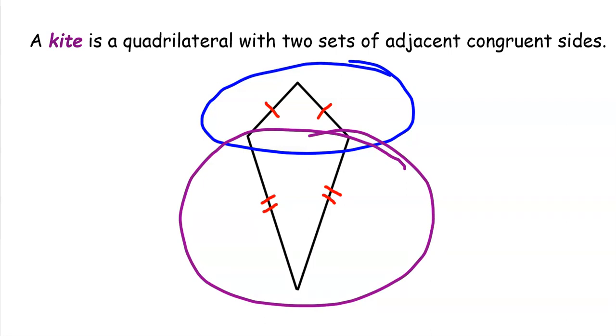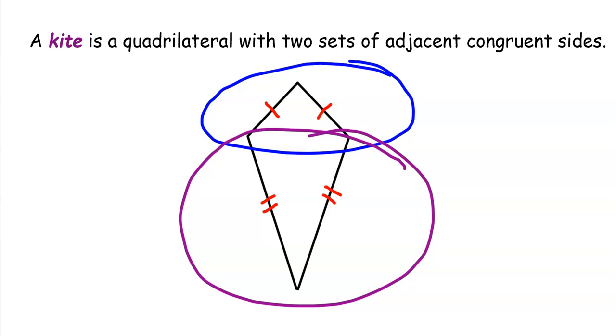Now, something that must be true about a kite is that it cannot be a rhombus, which means that we can't have all sets of adjacent sides being congruent, otherwise every side would be congruent. Instead, we need them split into two distinct groups, where one set of sides is congruent, but not congruent to the other set of adjacent congruent sides. So go ahead, pause the video, copy down this definition as well as the diagram.